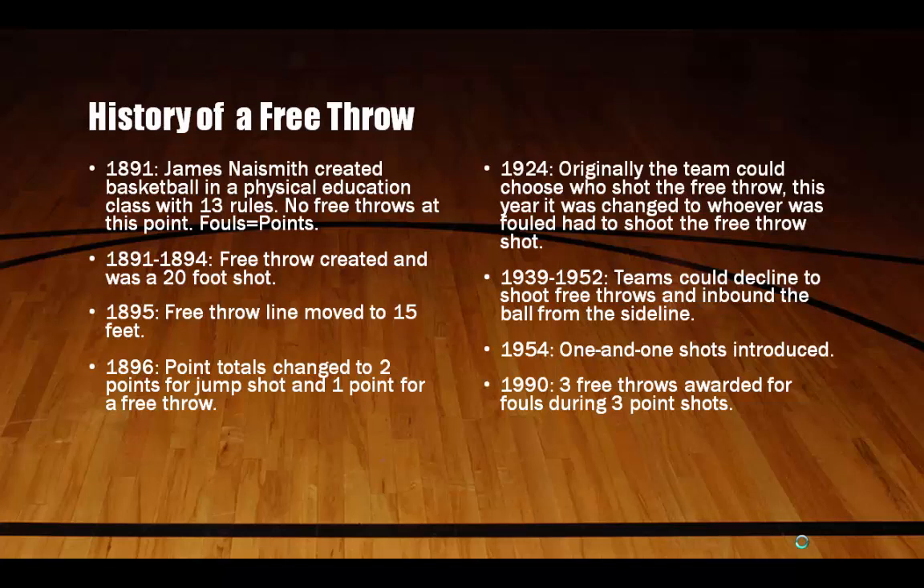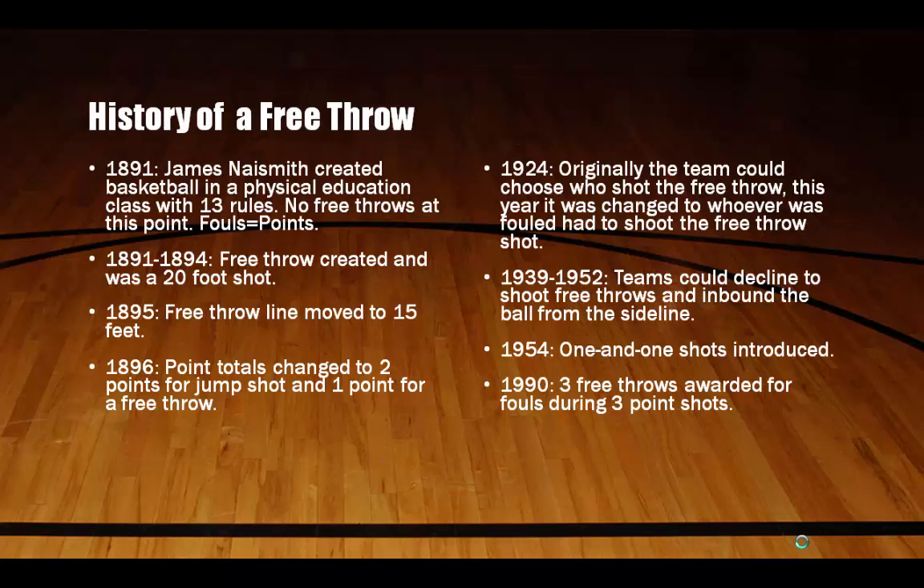In 1895, they moved the free throw to 15 feet. In 1896, they changed the points on a jump shot to 2 and remained 1 at a free throw. Originally, a team could pick any player on the team to shoot the free throw, so they could pick their best player for every single shot. But in 1924, it was changed that whoever was fouled had to shoot the free throw.